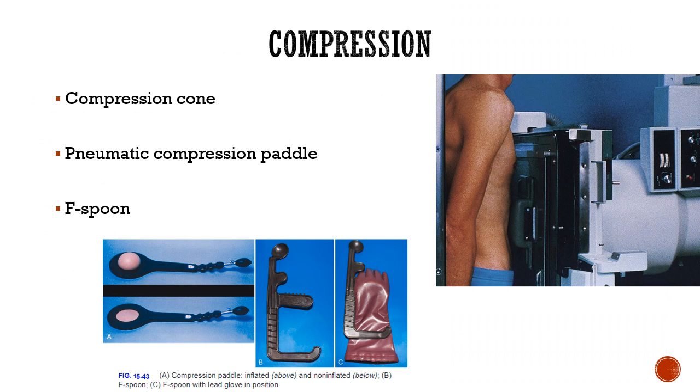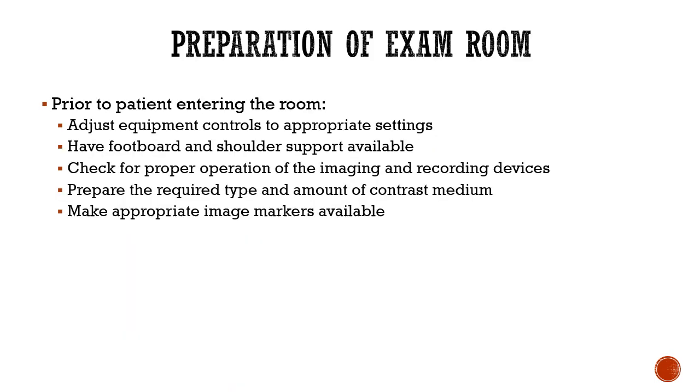So compression includes a compression cone, which can be directly on the equipment, a pneumatic compression paddle, which is what I was just showing you in the previous slide, or an F spoon is another option. And those are just different options that radiologists have.